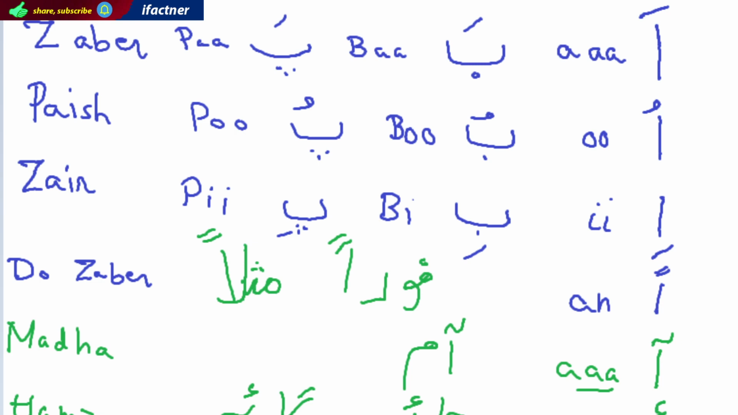And then there are a few other diacritics in Urdu which have been imported from Arabic. We have jazam, we have tasheed, and some other diacritics, but usually we don't use them. Let me tell you that Tasheed, if you want to put weight on the letter, then we use this Tasheed, and this is jazam, but usually we don't use them.